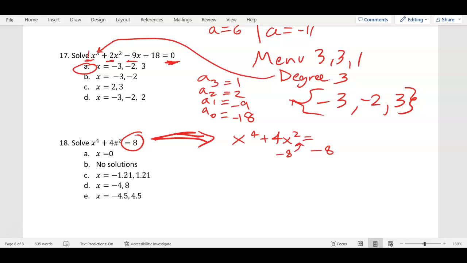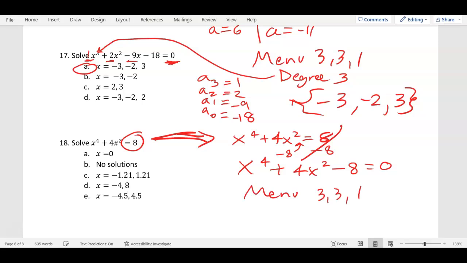Okay, so the 8 and the minus 8 are going to cancel out. I can get this to write an 8. Write an 8. Thank you. So here we go. x to the 4th plus 4x squared minus 8 equals 0. So now I can do menu 331. Okay, what's the degree? The highest degree I see is a 4, so degree 4.